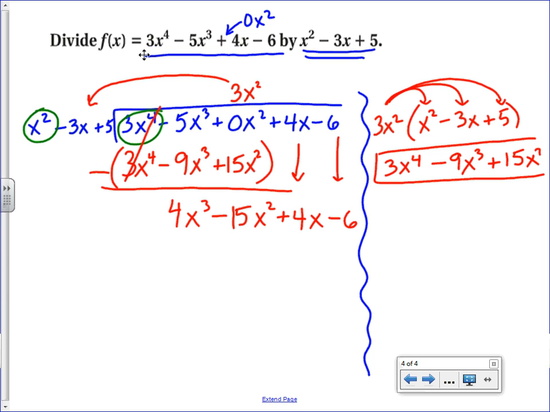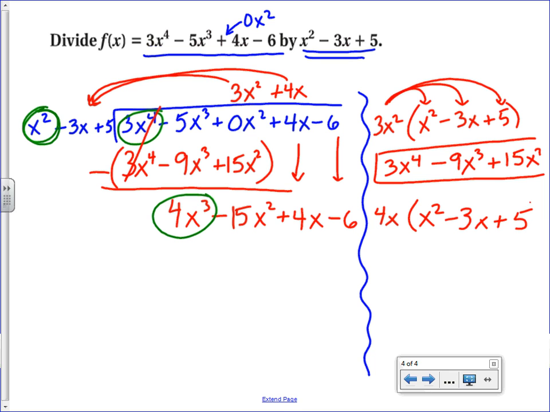Just the first term, 4x to the 3rd. We are taking out still an x squared, which will leave us with just 4x. That goes in our answer line. Anytime something's in the answer line, the next step is to multiply it by the divisor. So we take that positive 4x, and we distribute it by the entire divisor again. 4x times x squared is 4x to the third. 4x times minus 3x is minus 12x squared. 4x times 5 is plus 20x.